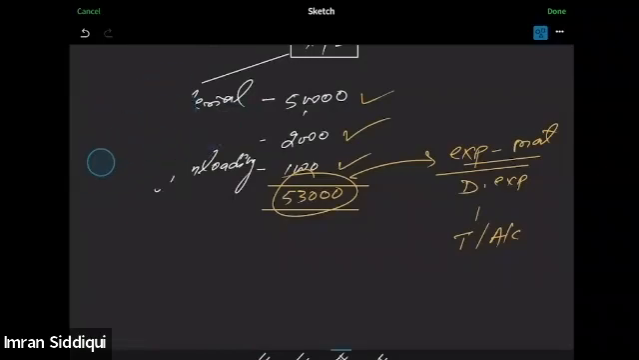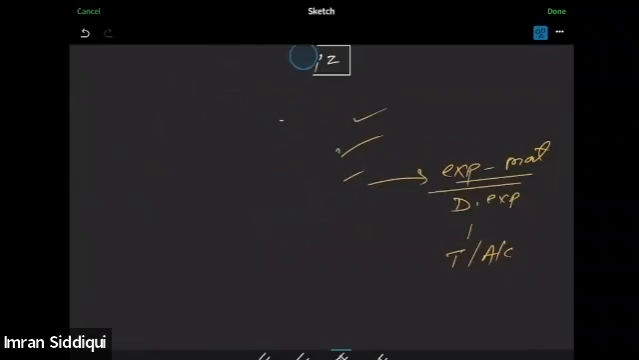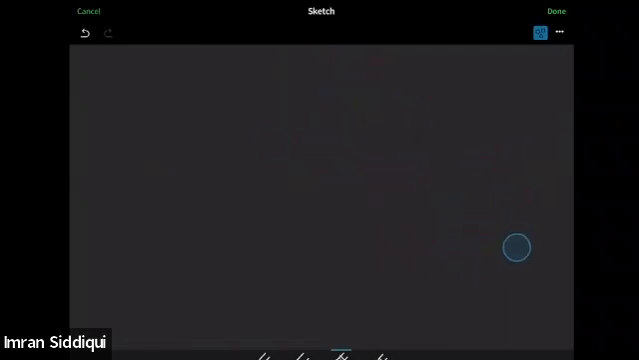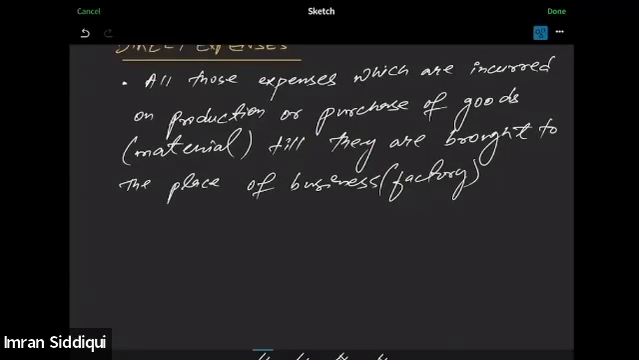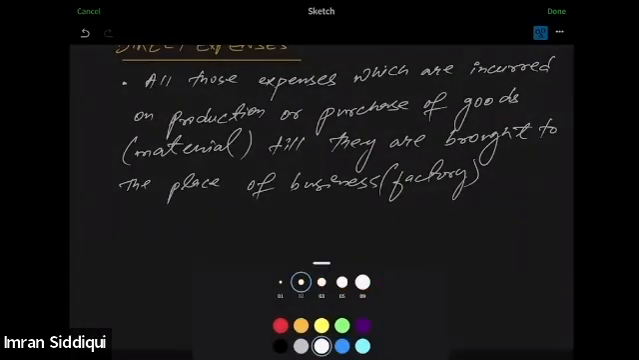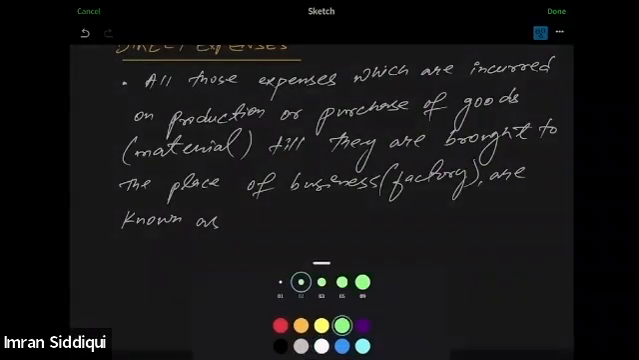Okay. So that is what I was telling you, that whatever expense has been incurred on purchase of material, number one, plus expenses incurred for bringing the goods or material from the market to the factory will also become part of the direct expense. So all those expenses which are incurred on production or purchase of goods till they are brought to the place of business are known as direct expense.